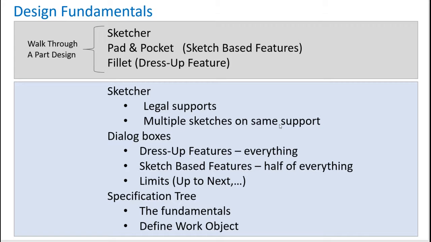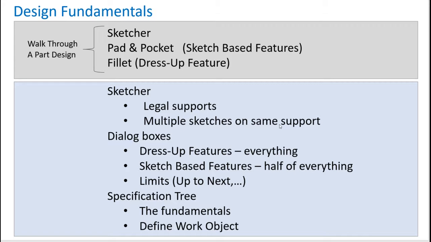Then after we do that, we'll take a look at several of the key components for that process. We'll look at the sketcher in more detail and look at what our legal sketch is and maybe the different kinds of things we can sketch on. We'll take a look at the dialog boxes that we saw that popped up during our walkthrough, and we'll notice that many of the dialog boxes have a very common look to them, and they share concepts. And we'll take a look at some of those.